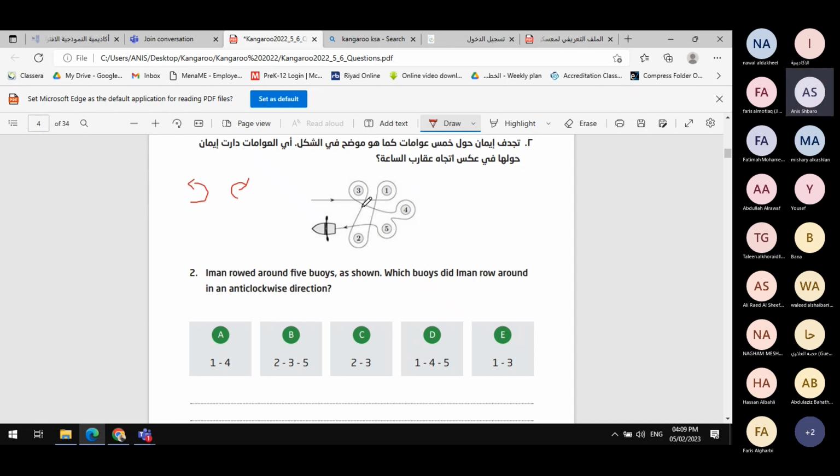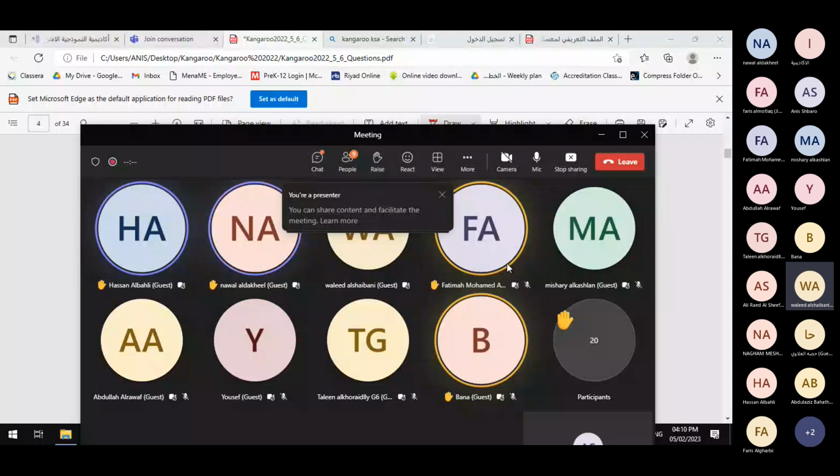So simply, in this type of questions, we're going to follow the arrow. We don't have another choice. So who's going to give us ideas? Wait, Hassan, not now. We need to give a chance to others.